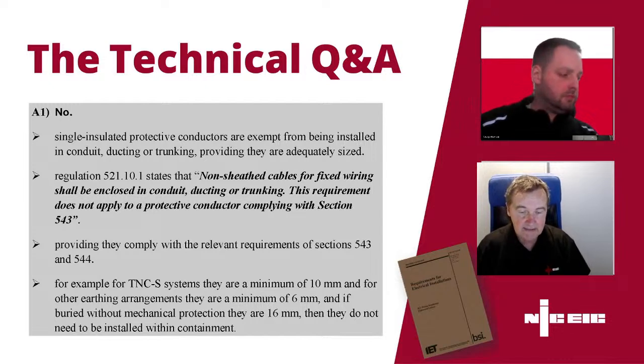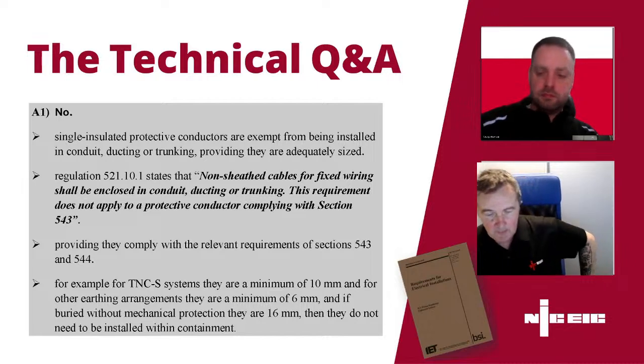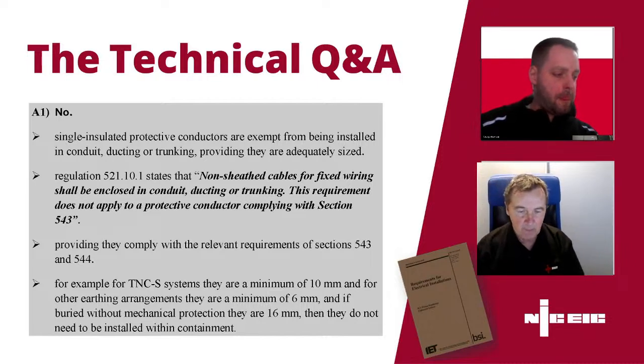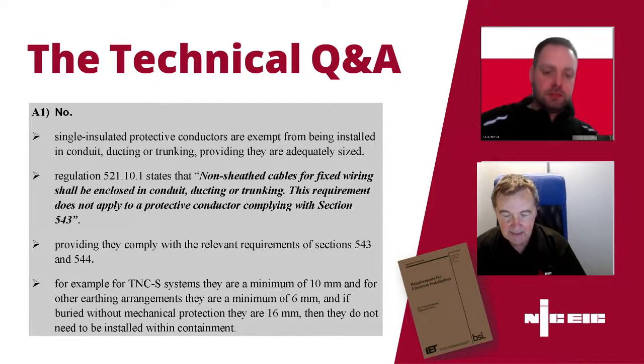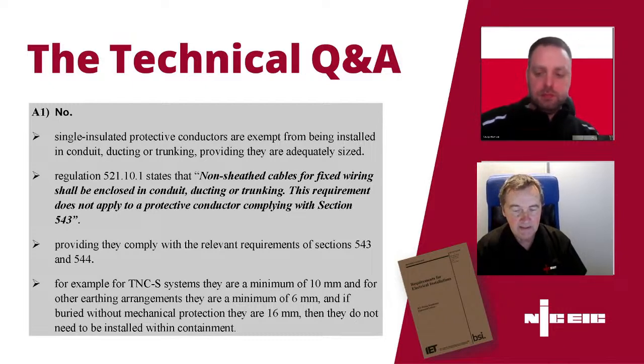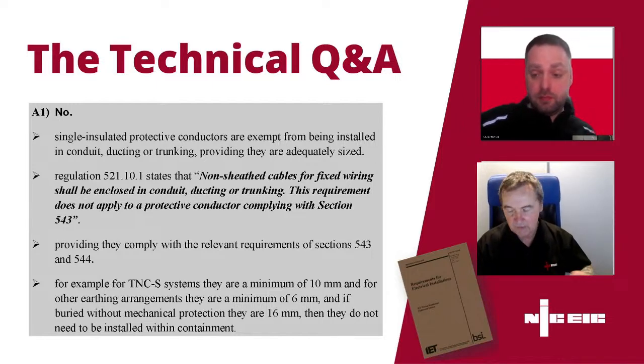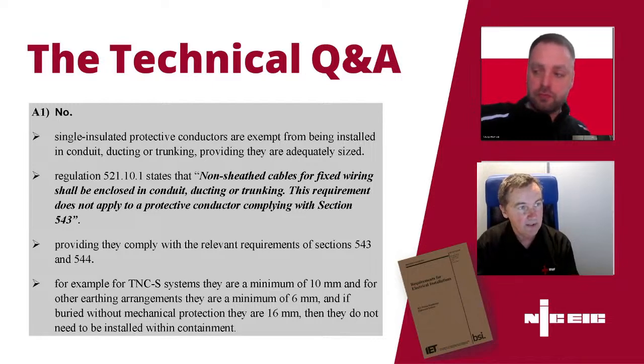So for example, in a TNCS system we've got a minimum of 10 mil for our protective bonding conductors. For earthing arrangements that might be a minimum of 6 mil, and if buried without mechanical protection, they need to be 16 mil. Then they do not need to be installed within containment. So there's an exemption for protective and bonding conductors, which means they don't need to be treated like our other conductors, for example our line and neutral conductors. Anything you'd add to that, George?